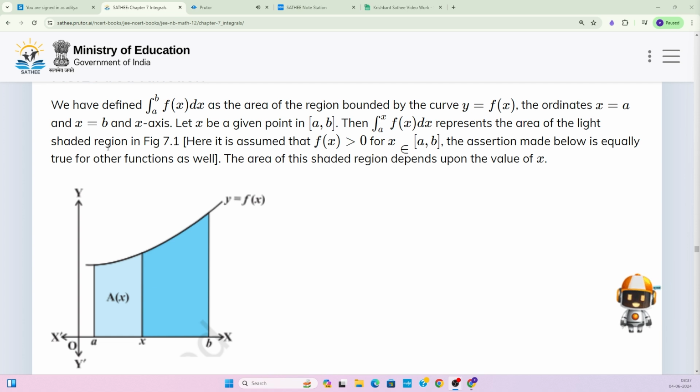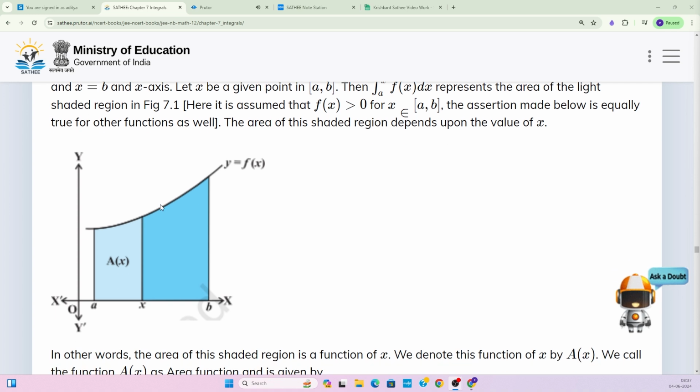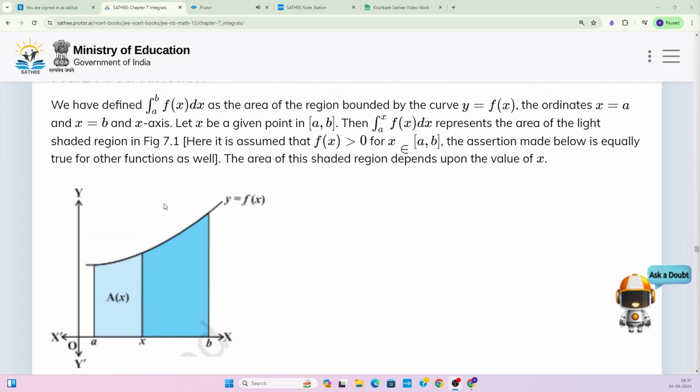Now, let x be a given point in the closed interval [a, b]. Then the definite integral from a to x of f(x) dx represents the area of the light shaded region, as you can see in figure 7.1. Here it is assumed that f(x) is positive for x in the closed interval a to b. The assertion made below is equally true for other functions as well. The area of this shaded region depends upon the value of x.